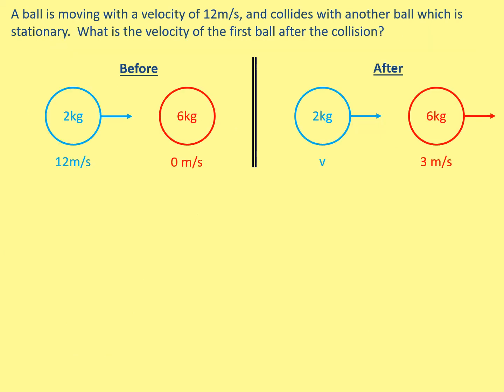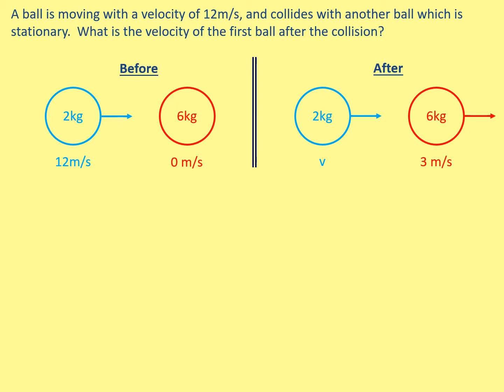Here's the second example I'm going to do. A ball is moving with a velocity of 12 meters per second and collides with another ball which is stationary. Stationary means stopped. What is the velocity of the ball after the collision? So let's have a look.